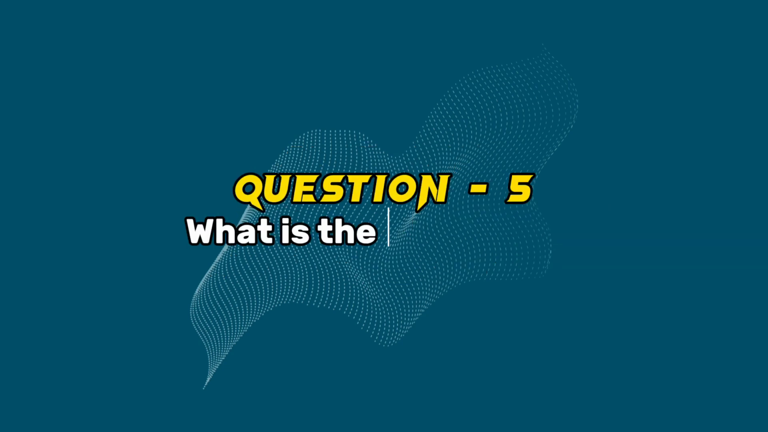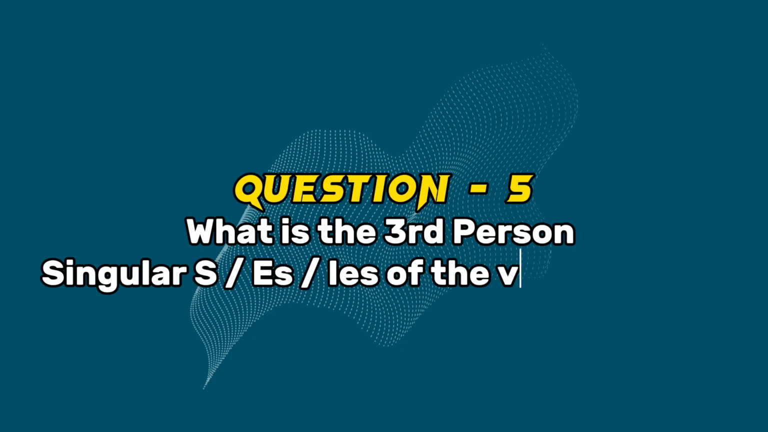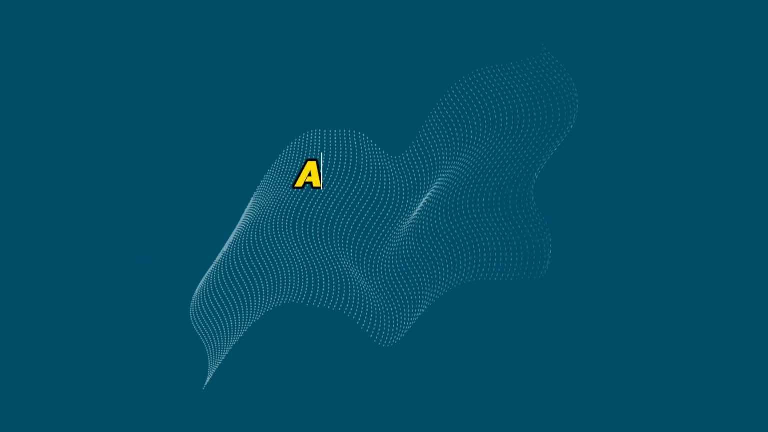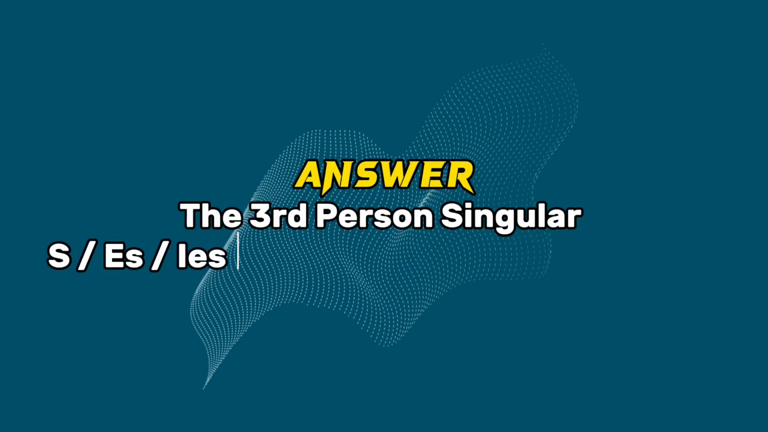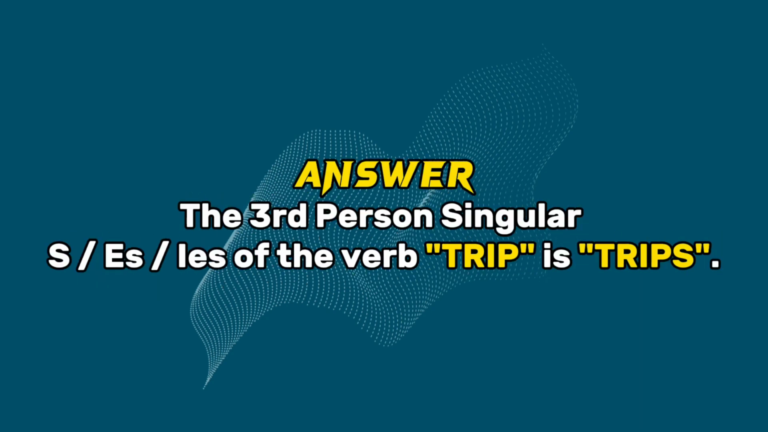Question 5. What is the third person singular form of the verb trip? Answer. The third person singular form of the verb trip is trips.